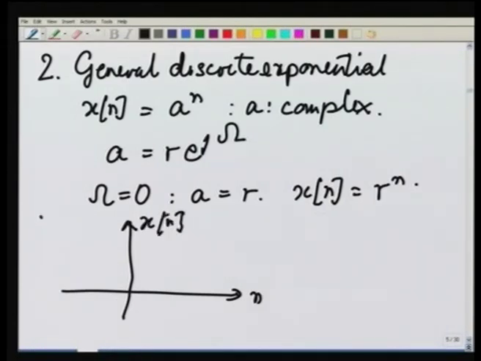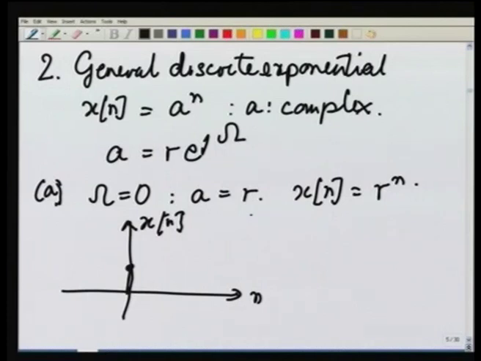We are concerned with the case A, which begins here. This is what we would call a real discrete exponential. So, let us see what happens to the function r to the n. At n equal to 0, this will be equal to 1. For other values of n, we will have to see what happens.